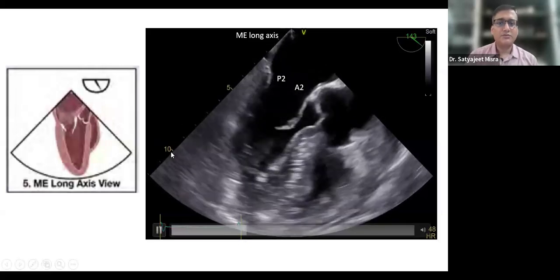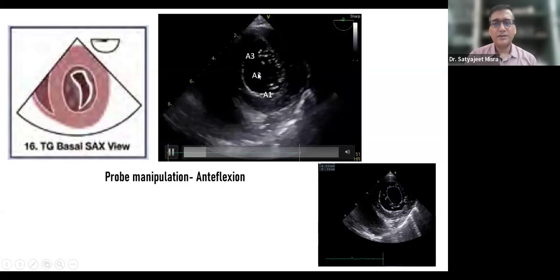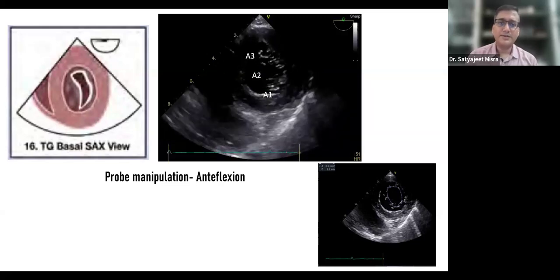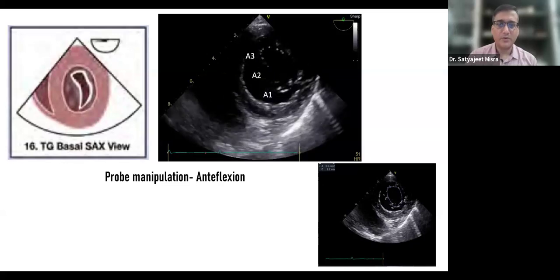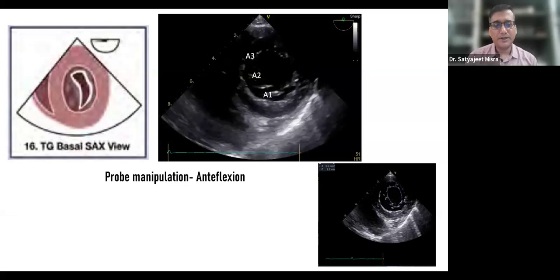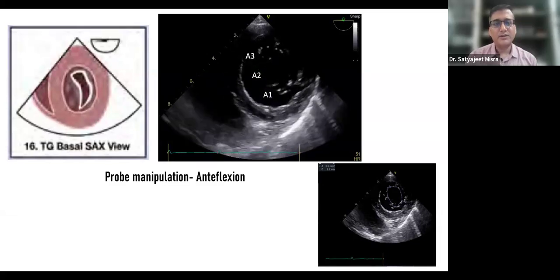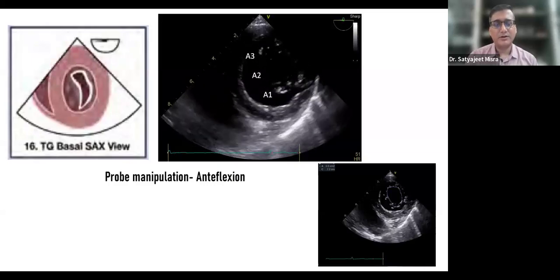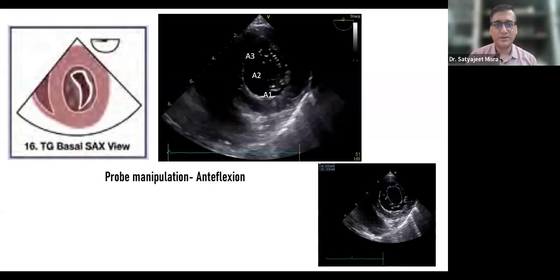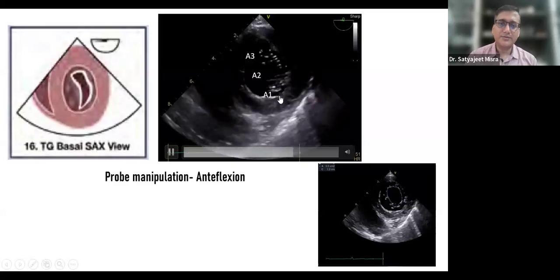Once you are done with the mid-esophageal views, we push the probe in further. And remember that whenever you're seeing the mid-esophageal views, the probe manipulation is retroflexion because the apex is below the level of the probe. But when you're pushing the probe into the transgastric position, because now the apex lies above the level of the probe, you have to anti-flex to cut the ultrasound from the apex towards the base. So once you do that, you get the transgastric basal short axis view.